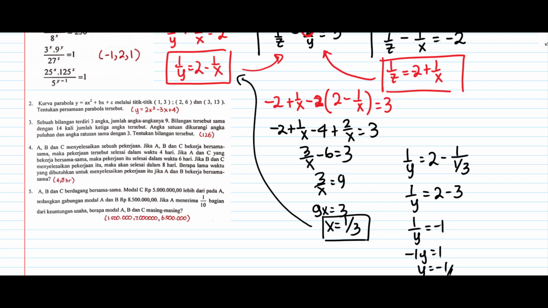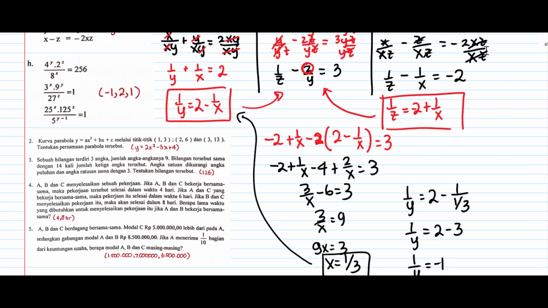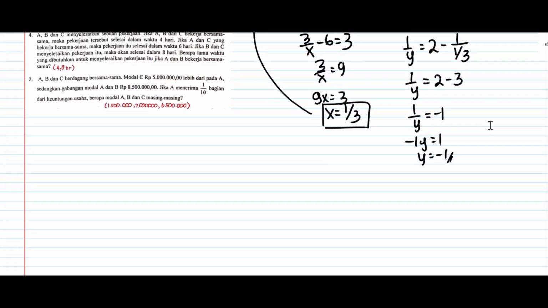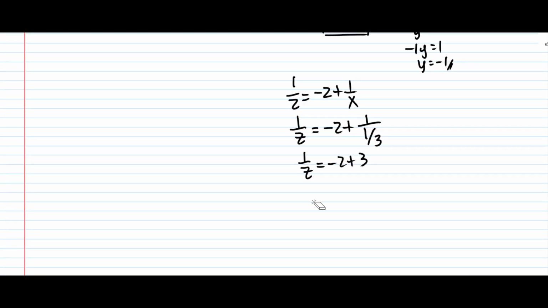And then for the third, 1 over z equals negative 2 plus 1 over x. 1 over z equals negative 2 plus 1 over 1 over 3. And then 1 over z equals negative 2 plus 3. 1 over z equals 1. z equals 1. z is 1. y is negative 1. x is 1 over 3.